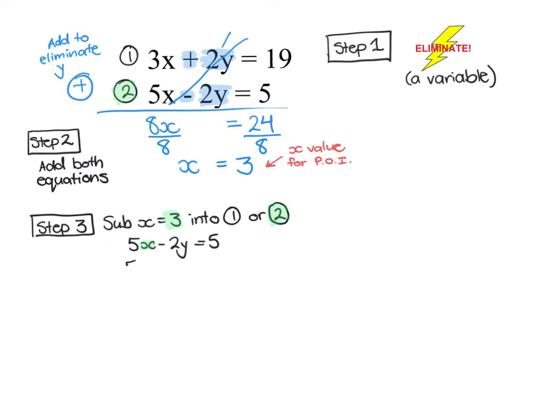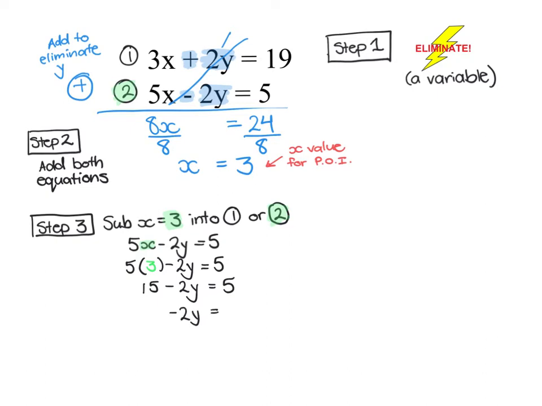Okay, so let's do that. So leave the 5, and instead of the x in brackets, I'm going to write 3. Close bracket, minus 2y is equal to 5. Now let's multiply the 5 and 3, which comes to 15, and then minus 2y is equal to 5. Okay, now let's move the 15 over to the other side.